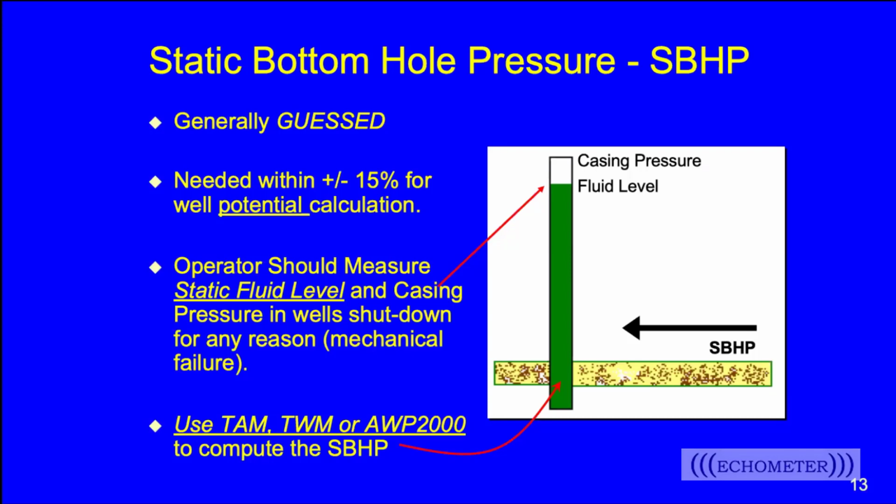Today we have different software packages that can calculate the static bottom hole pressure. And I would say TAM, the Total Asset Monitor software, is our flagship software. That's used in conjunction with our fluid level shots and our equipment to calculate the pressure for you. TWM has been around a long time. It's a mature software package used with our well analyzer. And the AWP software is a software package that's available where it doesn't have to be tied into any particular set of equipment. You can just type in the numbers from fluid level measurements and surface pressure measurements to compute the static bottom hole pressure.